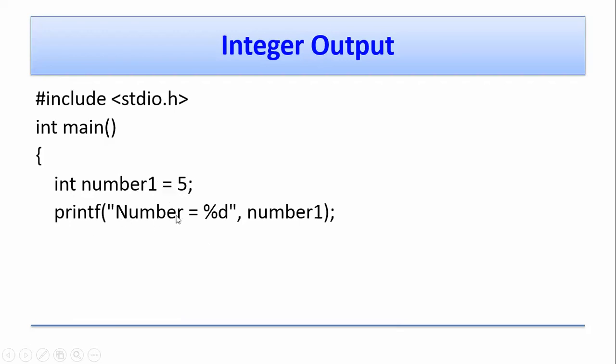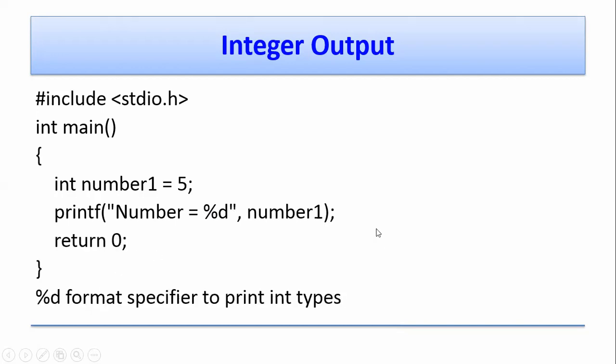How can I print it? Here this is the message, number is, message equal. If you want to print an integer, you have to put %d. Then I have to mention the variable name, comma number1. Actually, what will happen is this %d is replaced by number1. Within this message, the variable comes here and they will print 5, then return 0. Did you understand?